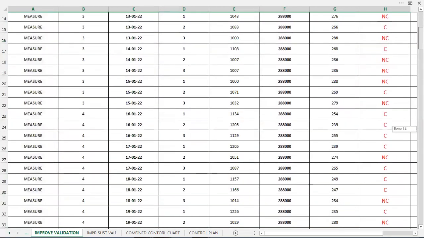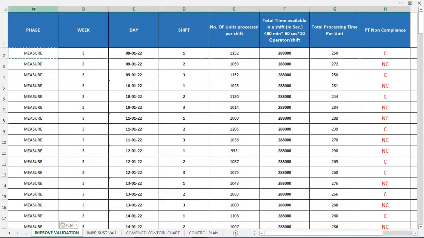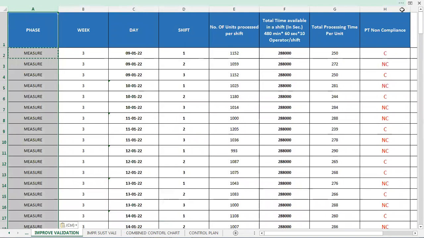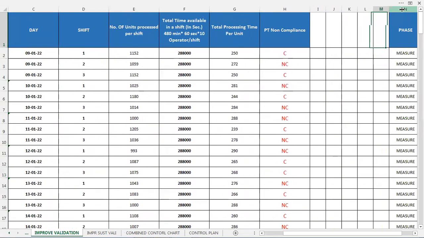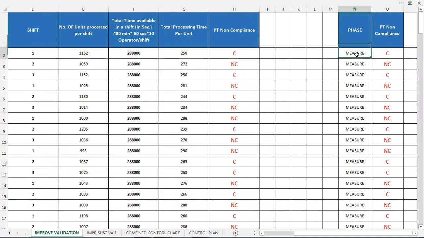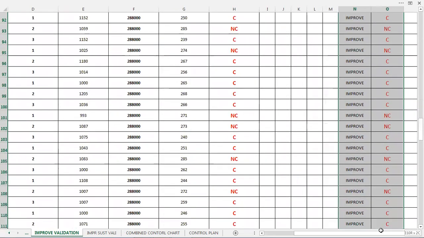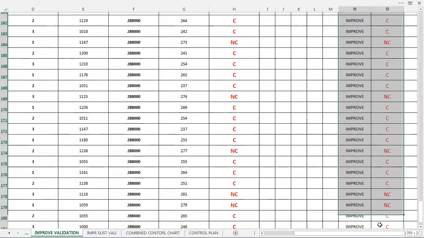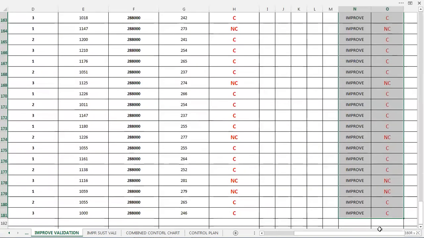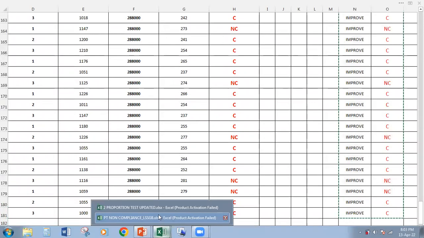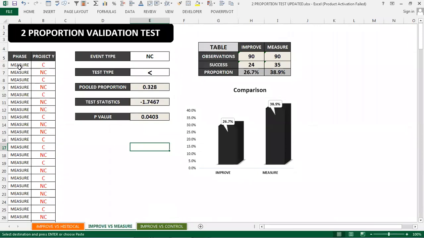Then all we need to do is take a couple of columns, column A and column H. We have separately pasted them over here. From these two columns, without taking the titles, we're going to take the measure phase compliance, non-compliance data, up to the improve phase compliance, non-compliance data. We're going to copy. Once we have copied it, we're going to get back to the two proportion test and paste it over here.